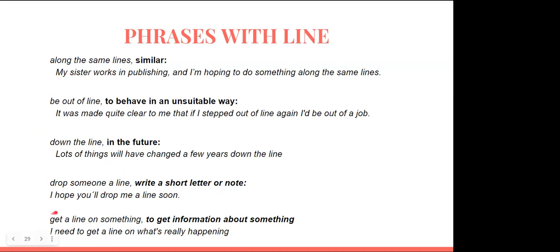Yes, and here, get a line on something means to get information about something. I need to get a line on what's really happening. Yes. So now you can use all of these phrases to express these meanings. All right, let's please move forward.